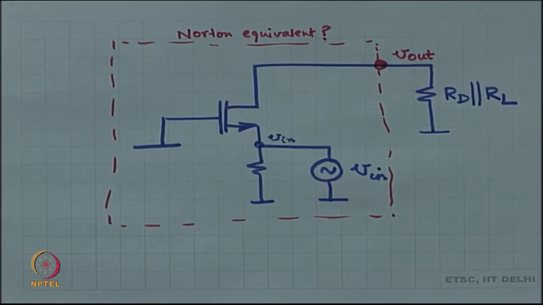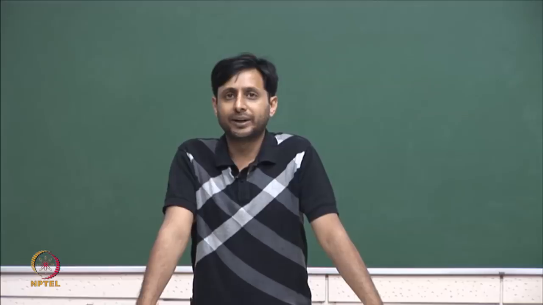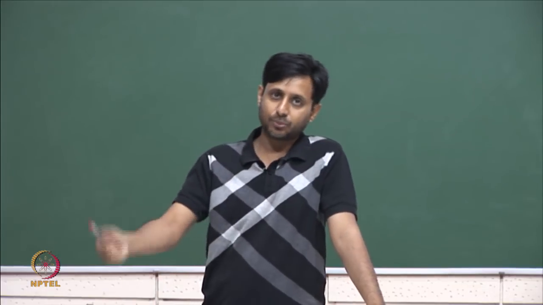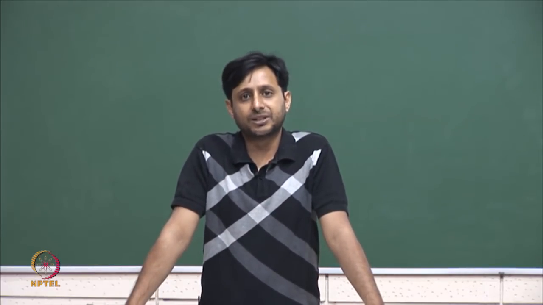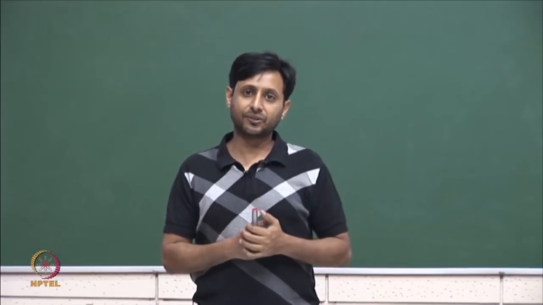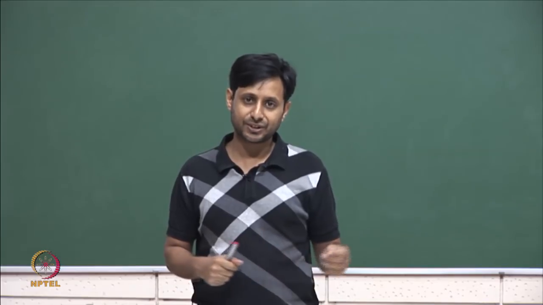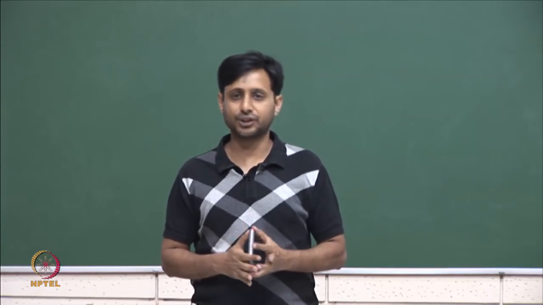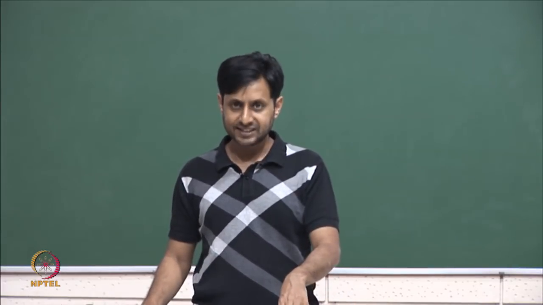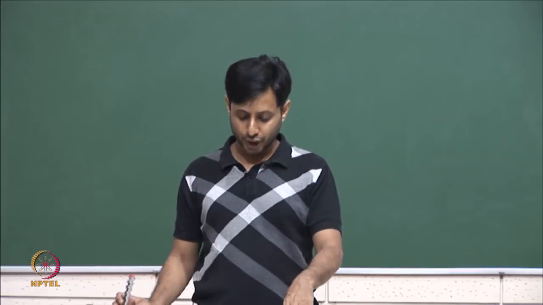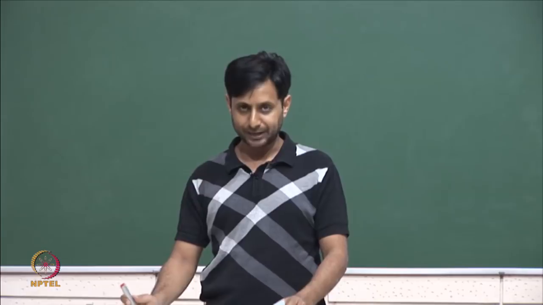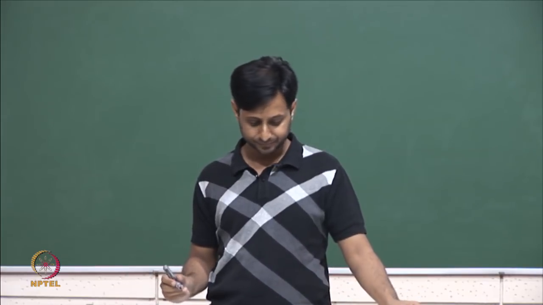Finding out the Norton equivalent involves two experiments. One experiment is to work out the short circuit current at the output terminal, and the second experiment is to look in from the output terminal and see what impedance is there, after of course nulling all the independent voltage and current sources. Okay, so let us do these two experiments one by one. The first experiment is to apply a short circuit at the output and to measure the current through that short circuit.